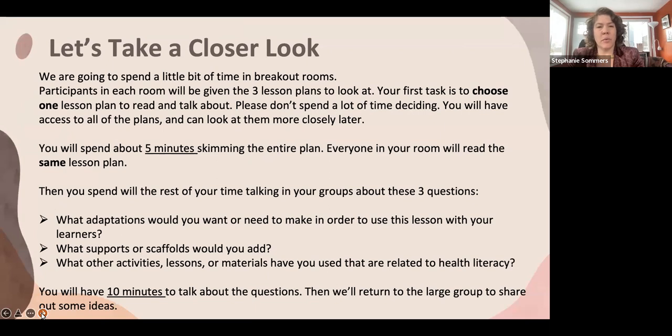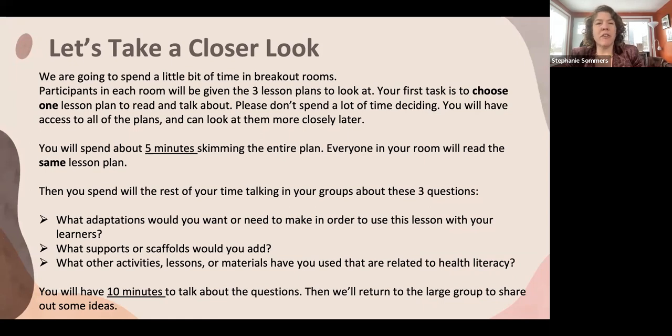And I know that you're going to want to spend a little more time looking at them. So right now we're going to go into some breakout rooms. You are going to be assigned a breakout room, and when you get into your room, you will have access in the chat to the 3 lesson plans that we just quickly ran through: the project-based, the problem-based, and the integrated and contextualized. I would very much like you to choose one lesson plan that you're going to look at as a group, okay? Because I want everyone talking about the same lesson plan.